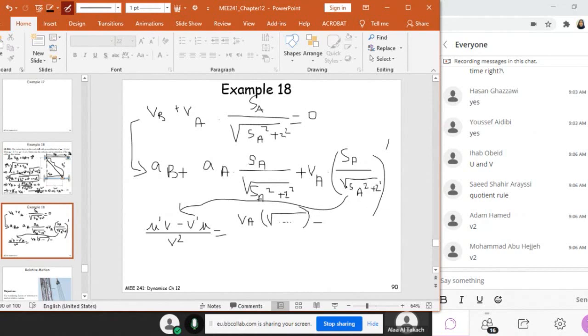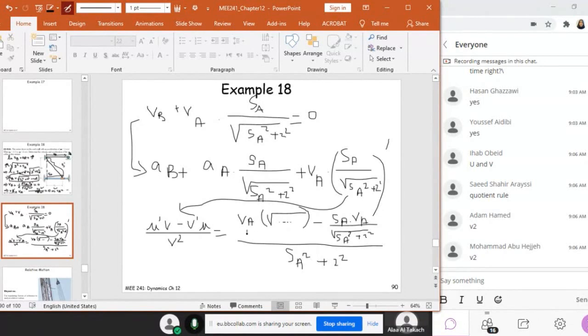What is the derivative of this radical SA squared plus 2 prime? It's, in fact, SAVA over radical SA squared plus 2 squared, and this will be over SA squared plus 2 squared. Guys, it's not complicated because, in fact, whenever you want to do the substitution, you know all the values, all right? So now, this is the equation of acceleration, and it's not complicated at all.